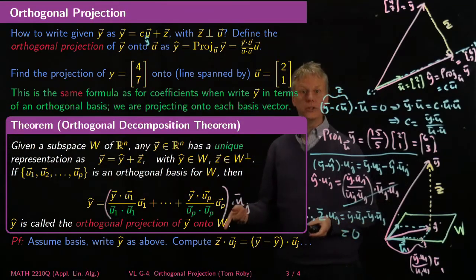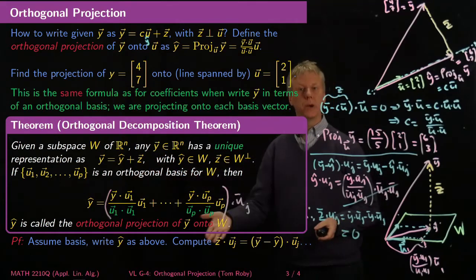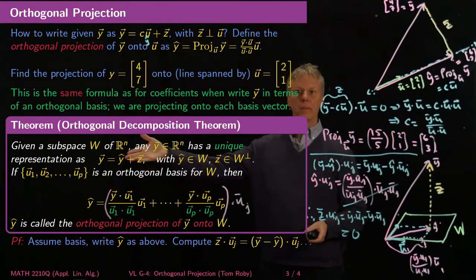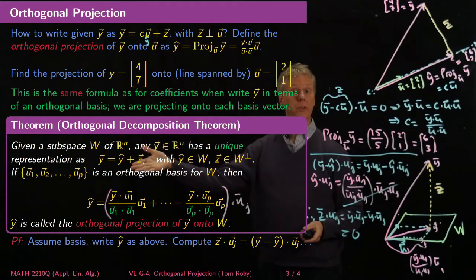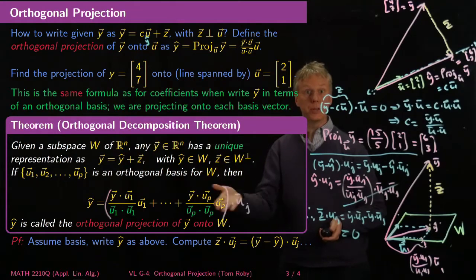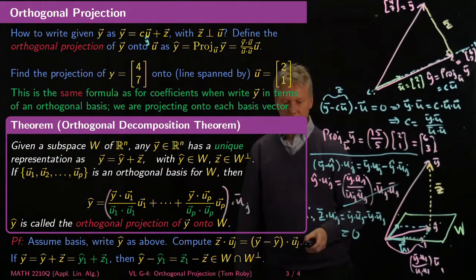It's not actually hard to show, if you've got an orthogonal basis, that this expression will be something that I can write as y hat plus z with these two things orthogonal. Now the next question, though, is how do I know it's unique, especially because maybe I used a different orthogonal basis somehow. And so here's the interesting thing.